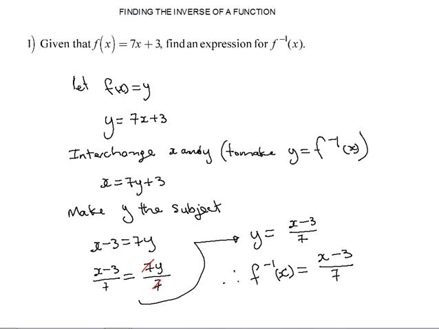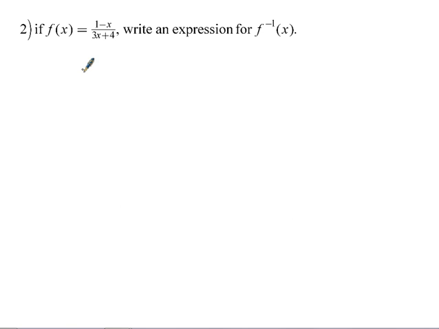Let's look at another one. This one says if f of x is 1 minus x over 3x plus 4, write an expression for f inverse of x. So remember I said the first thing you do, you call f of x y. So we say y is equal to 1 minus x over 3x plus 4. The next step, we interchange the x and y. So switch the y to x, and then 1 minus y over 3y plus 4.